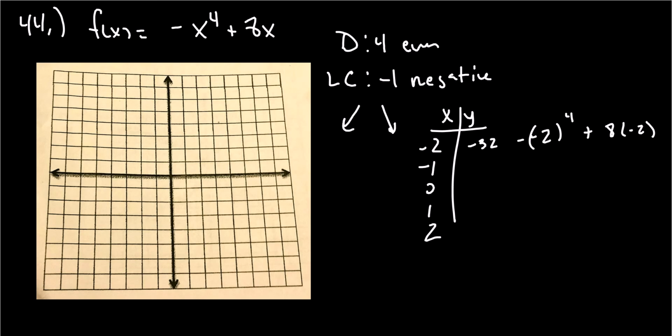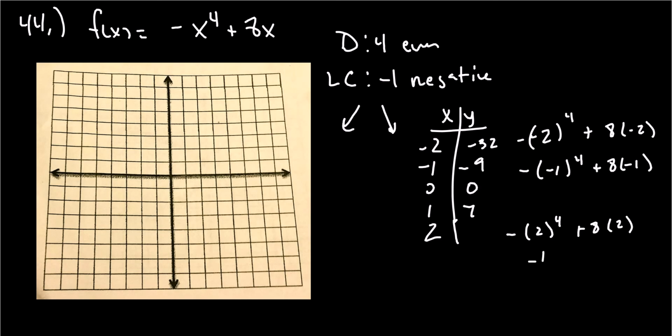Negative 1. The opposite of negative 1 to the fourth plus 8 times negative 1. So I get negative 1 minus 8. It's negative 9. 0, 0. Positive 1. I get negative 1 plus 8. That's positive 7. And then I do 2. The opposite of 2 to the fourth plus 8 times 2. So I get negative 16 plus 16, which is 0.